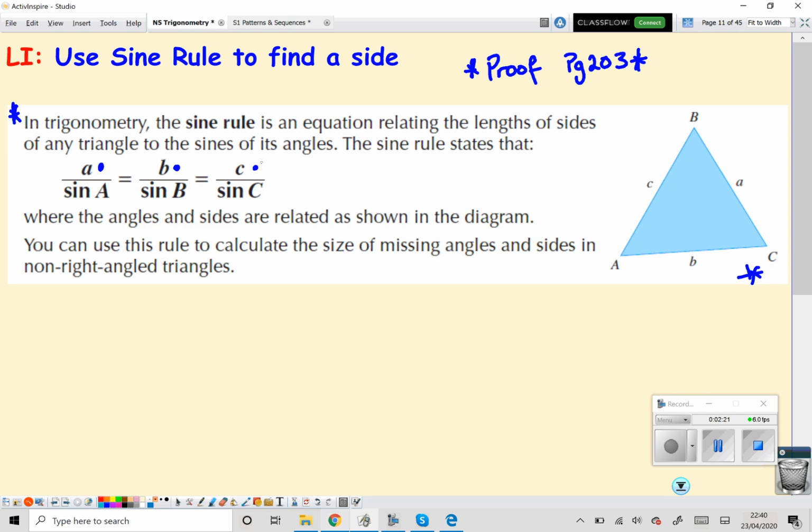And what that says is that if you take the length of side A and divide it by the sine of angle A, you would come up with a value. And that value would be the same if you did it for B over sine of B, and if you did it for the length of C divided by the sine of C. So it's quite a useful little property. It says the ratios of the side and the sine of its angle is equal for all three sides of the triangle. Okay, so we can use that rule to help us calculate the size of missing sides and angles in non-right angled triangles. And what we're going to do today is just concentrate on finding a side.